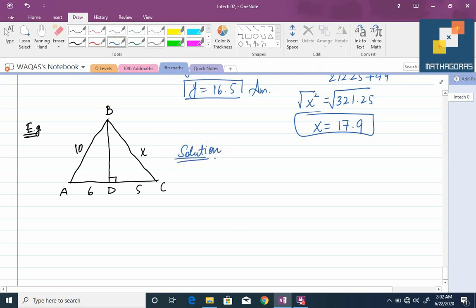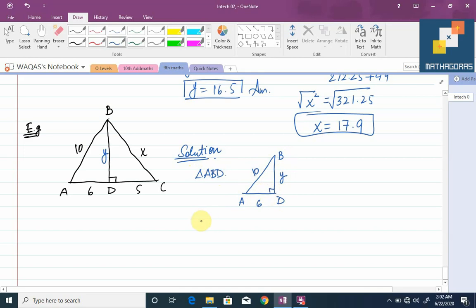At first, I am going to find the value of BD. Let's call this y. For that purpose, I am going to consider the triangle ABD. In triangle ABD, AB is known, that is 10, BD is y, and AD is 6. That is our right angle triangle.